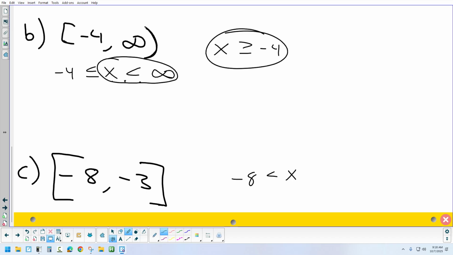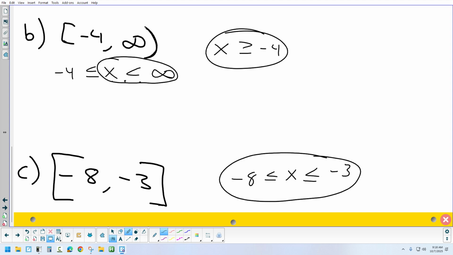x is less than -3. Wouldn't it be less than or equal to? Right, we have to put those equal to's under it. How come? Oh, because it's closed. Because we have the brackets. Yep. And that is correct. -8 is less than or equal to x, which is less than or equal to -3. So does that mean you include the -8 and the -3, or you don't include it? You include it. Yep. So again, this is called set or interval notation. This is called an inequality.